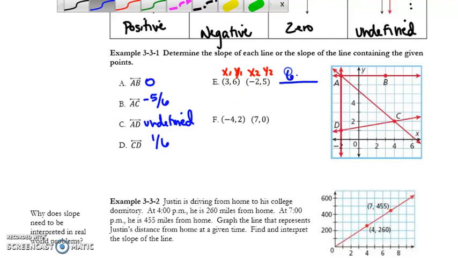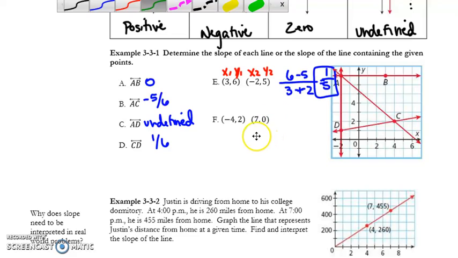Okay? So you can do 6 minus 5, and then you can do 3 minus negative 2. Watch double negatives because we have the minus sign in a part of our formula and the negative. So that's just going to change it to a positive there. So 1/5 is our slope on that one.